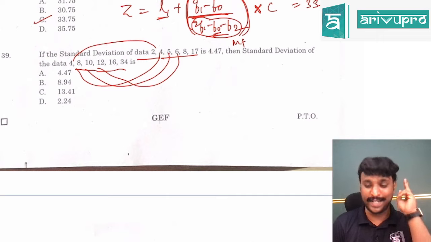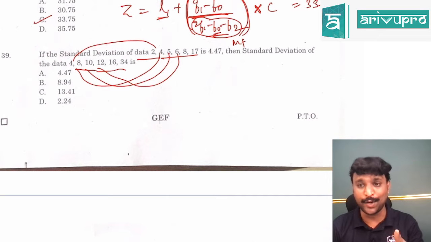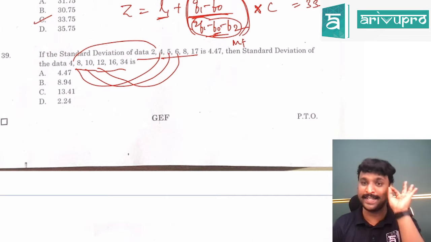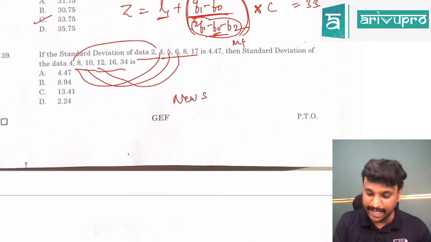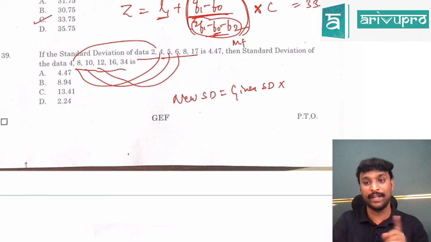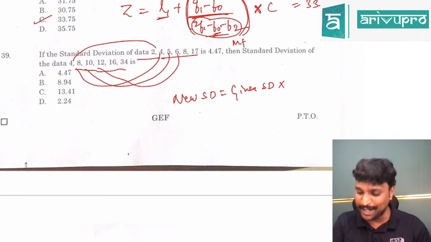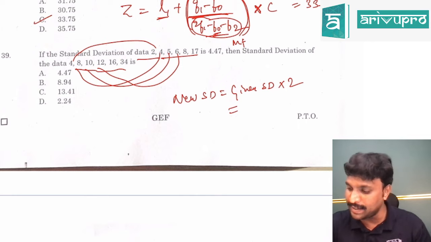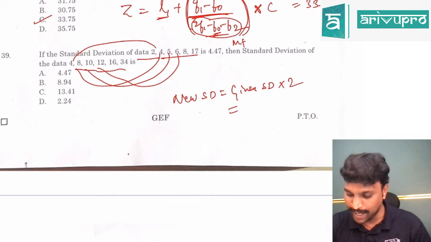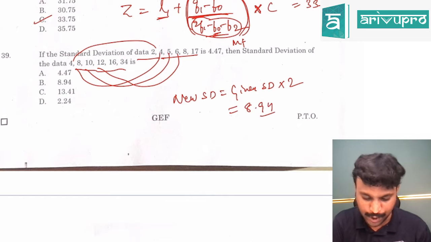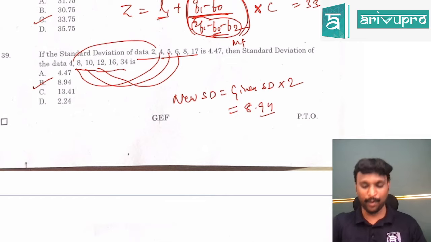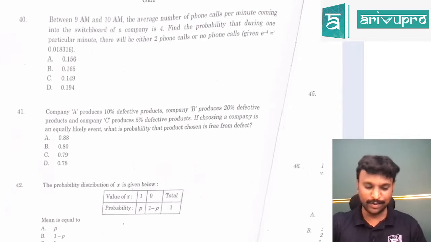So each observation is multiplied with a common number 2. It is called as what? Change of scale. Guys, if you do a change of scale, SD also changes with the same scale. So new SD is the given SD into, because each observation is done into 2, so SD also gets multiplied by 2. So given SD is 4.47, multiply that with 2, you get 8.94. That is the new SD asked. 8.94. Option B. Guys, look at the next question.